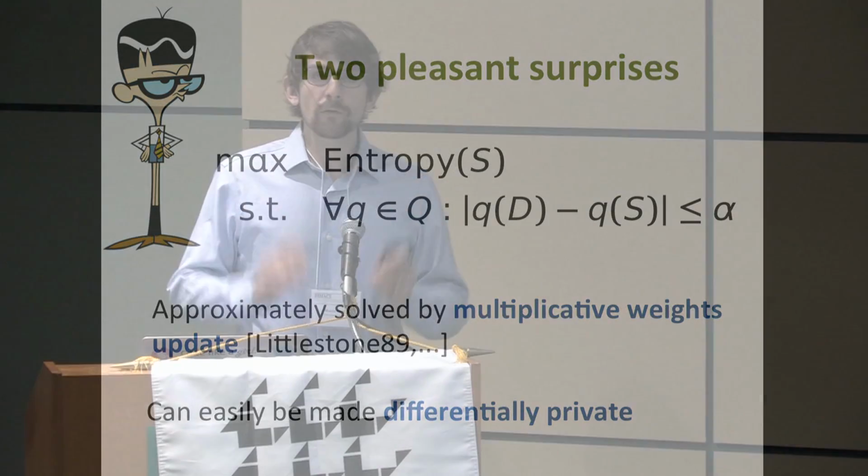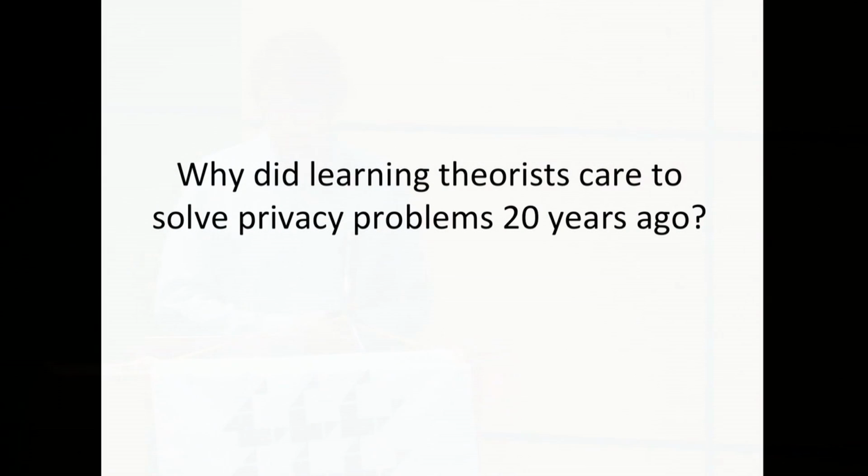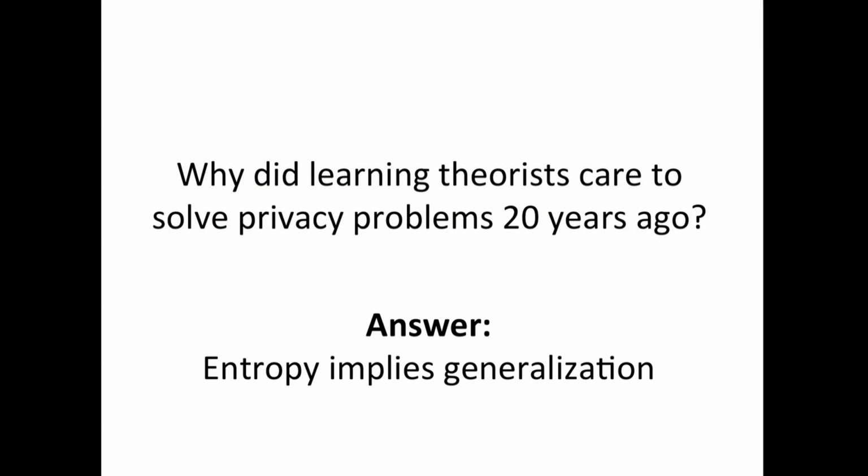So before I explain more about why this is multiplicative weights and why this can be made differentially private, let me ask this high-level question: why did learning theorists care to solve privacy problems 20 years ago? Okay, so multiplicative weights is really more than 20 years old. And why did learning theorists bother to do that work for us? And the answer is that they were interested in maximizing entropy because it implies something called generalization.